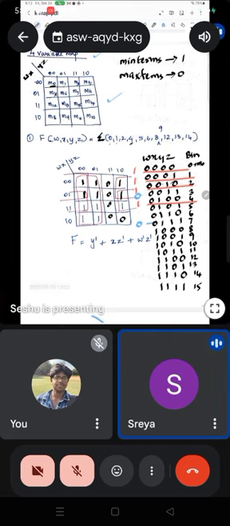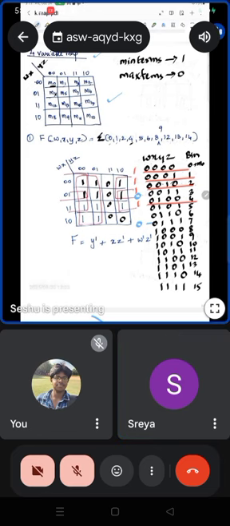Position means the place where you have to place these min terms. The ones have to be placed in the positions of 0, 1, 2, 4. All these positions must be marked with ones.